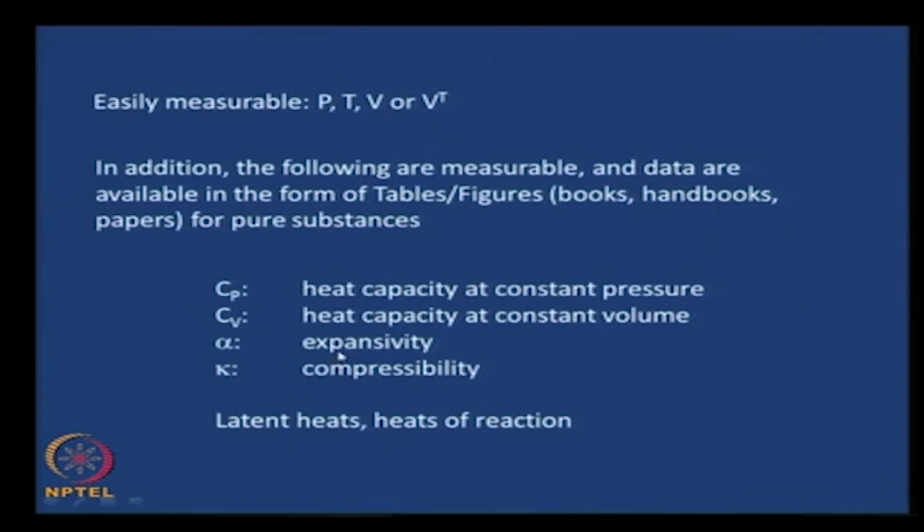Alpha, which is expansivity, I will go into details of this in a little while, and kappa, the compressibility, are all available. So, if they are available, we might as well make use of them to estimate the difficult to measure thermodynamic variables. In addition to these, the latent heats are all available, as well as the heats of reaction. Let us look at these in a little more detail.